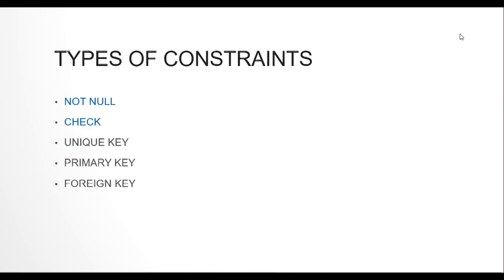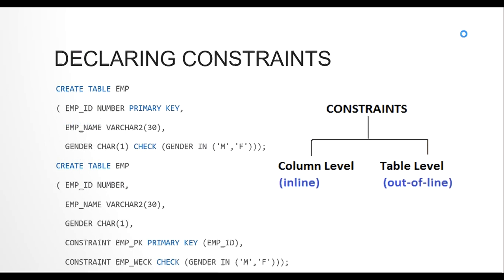An RDBMS system would have not null, check, unique key, primary key and foreign key constraints. We'll look at all of these in detail. Before that, let me show you constraint declaration. On the right-hand side, you can see this chart where there are two types of constraints: column level and table level. Oracle terms column level as inline and table level as out of line.